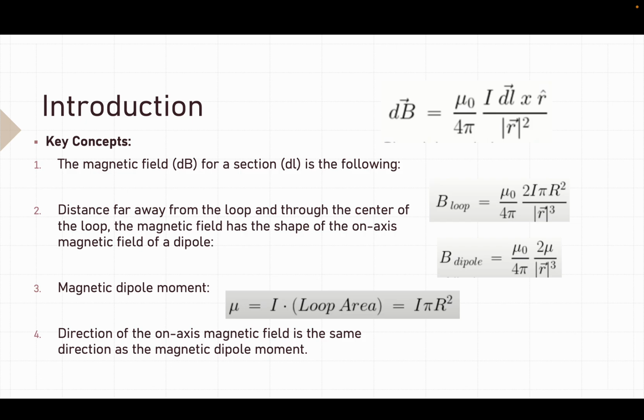So first we have our formula for dB, which is the magnetic field for a small section of the loop. And it's important to know that far away from the loop and through the center of the loop, the magnetic field has the shape of the on-axis magnetic field of a dipole. We have both formulas next to it, and the magnetic dipole moment formula as well. Also, the direction of an on-axis magnetic field is the same as the direction of the magnetic dipole moment.